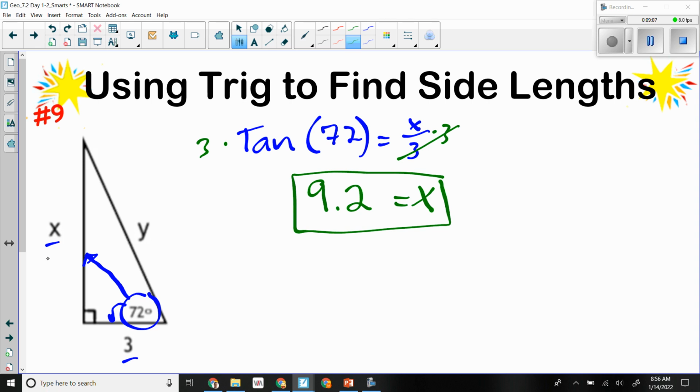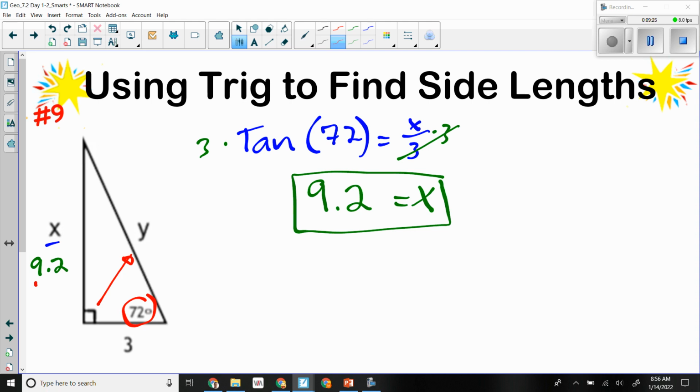Just like that. All right, so I'm going to write that in over here, 9.2. And then I'll switch colors. And this time, I'm going to erase this because we have to find y. We found x, and now we have to find y again. And compared to my 72, the y is the hypotenuse.